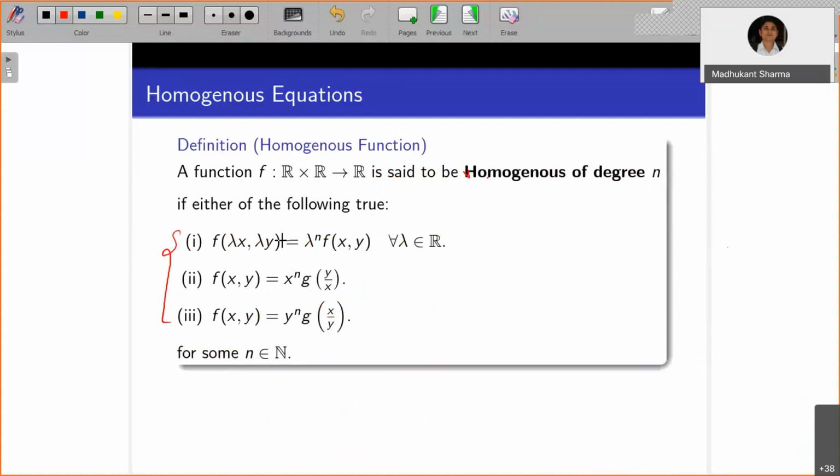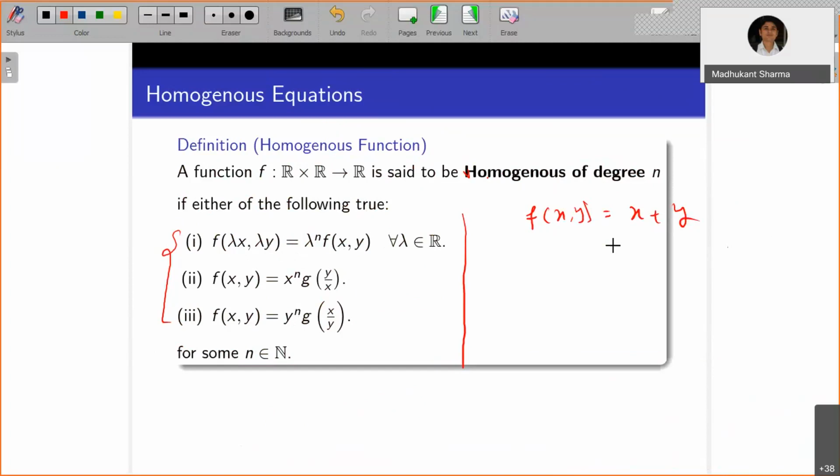Okay, so let me give you an example. Let's say f of x comma y is equal to x plus y. Let me see whether any of them, or all of them, are true. If either of the following is true, it means all of them are equivalent. Whether the first is true, the second is true, or the third is true, you can use any one of them, whichever way you are comfortable.